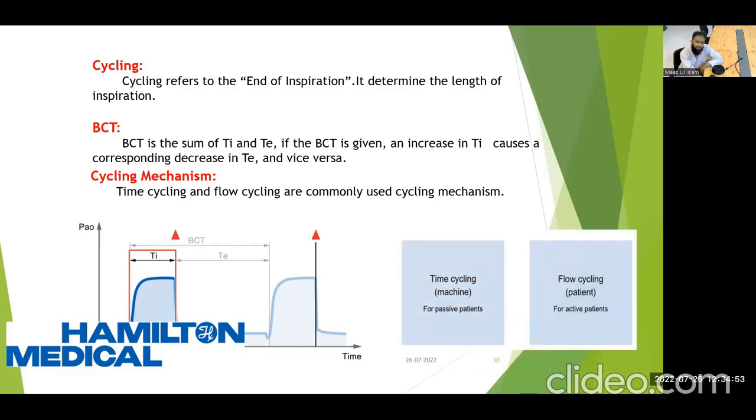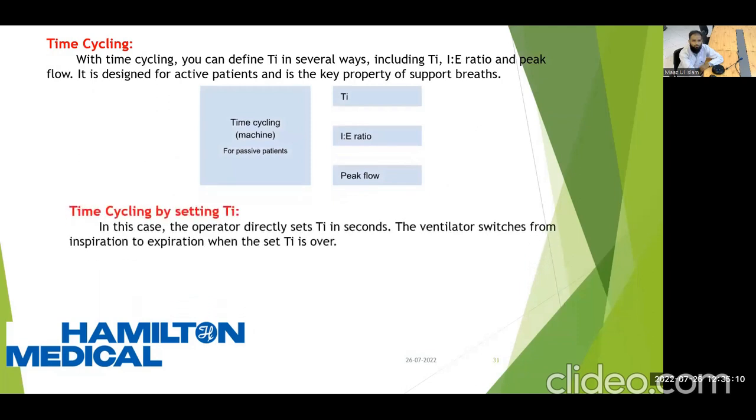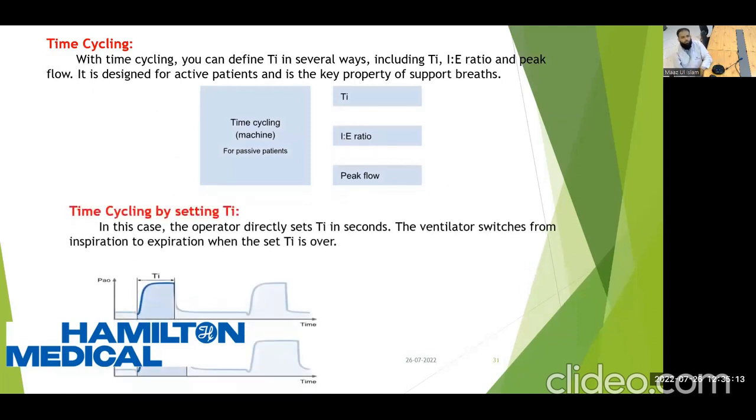Time cycling is for passive patients and flow cycling is for active patients. Time cycling is determined by the machine or mechanical ventilator, while flow cycling is determined by the patient side. With time cycling, you can define TI. You will set the inspiratory time. Let's consider you have set the BCT, or breath cycle time, of 3 seconds.